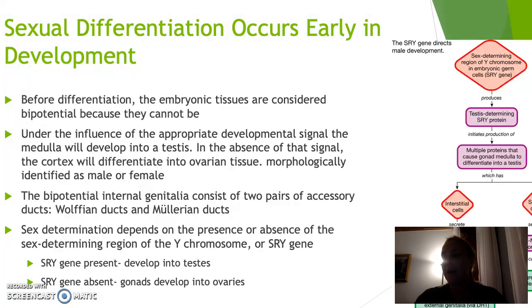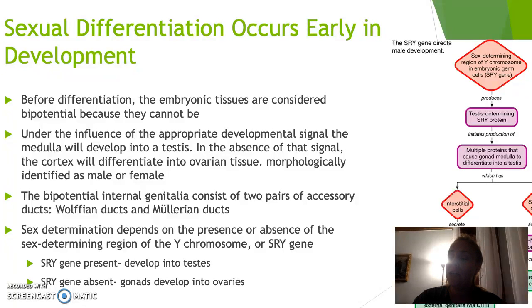So the sex of an early embryo is difficult to determine because reproductive structures don't begin to differentiate until about the 7th week of development. Before differentiation, the embryonic tissues are considered bipotential because they cannot be identified as male or female. The bipotential gonad has an outer cortex and an inner medulla. Under the influence of appropriate developmental signals, the medulla will turn into the testes. In the absence of that signal, the cortex will differentiate into the ovarian tissue.